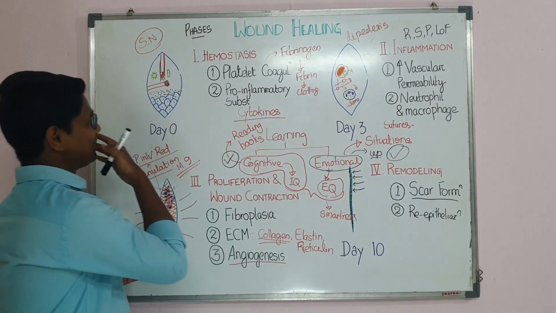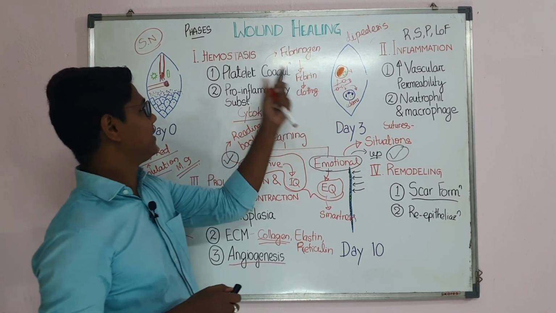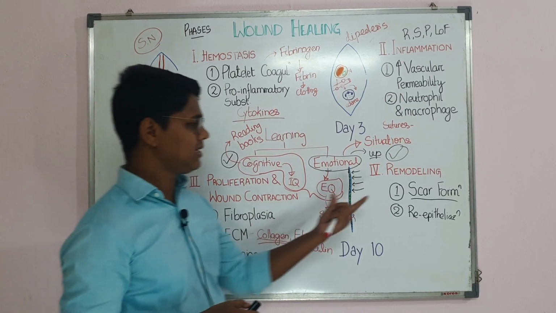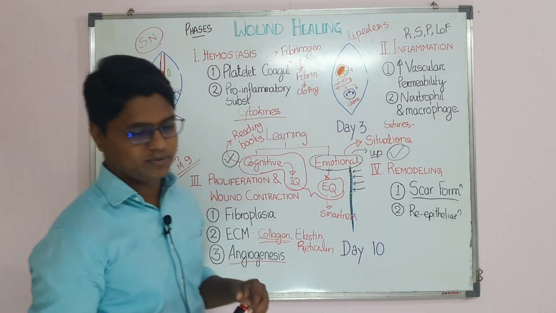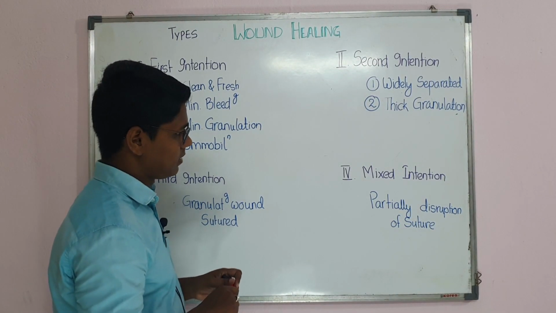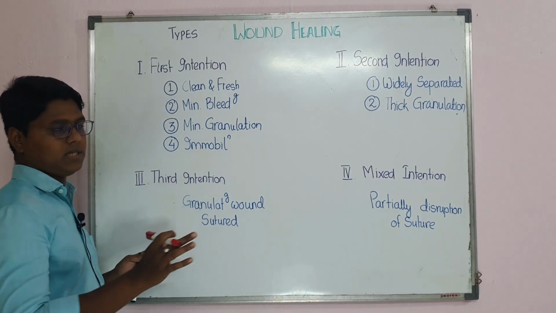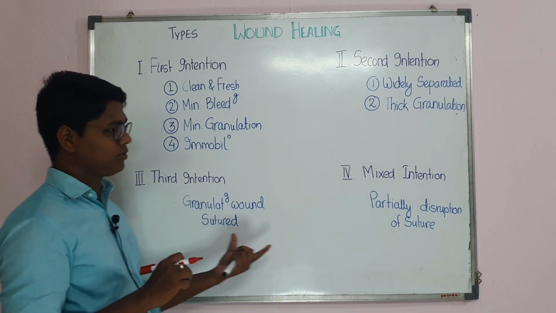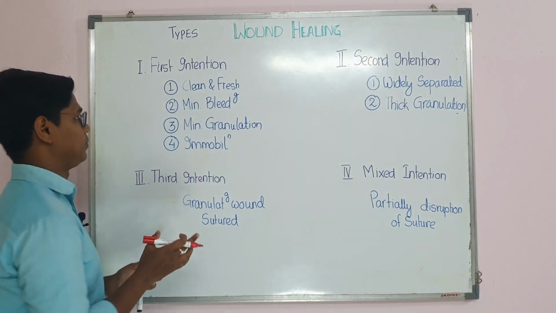So coming to the phases of wound healing, remember all the phases: hemostasis, inflammation, proliferation and wound contraction, and remodeling. Now we will go to the types of wound healing. In books you will find 4 types of wound healing, but actually these 2 are the real types. These 2 you can say are sub-variants or modifications of these 2.